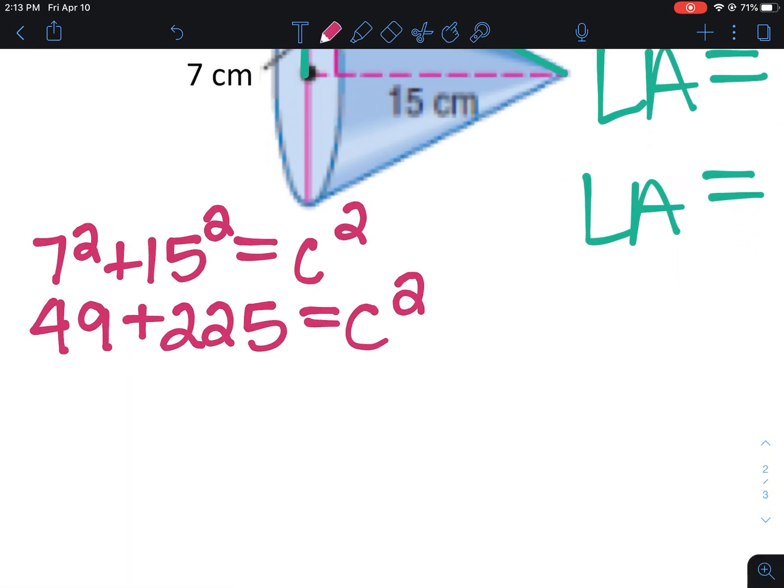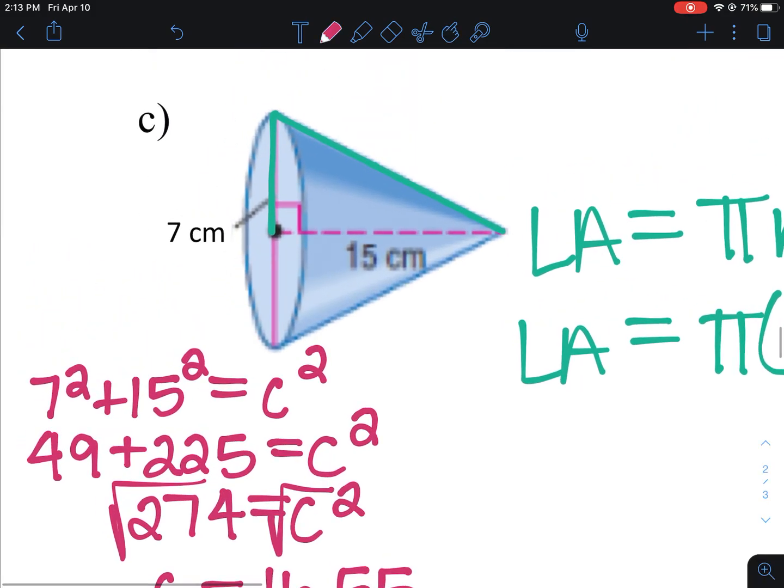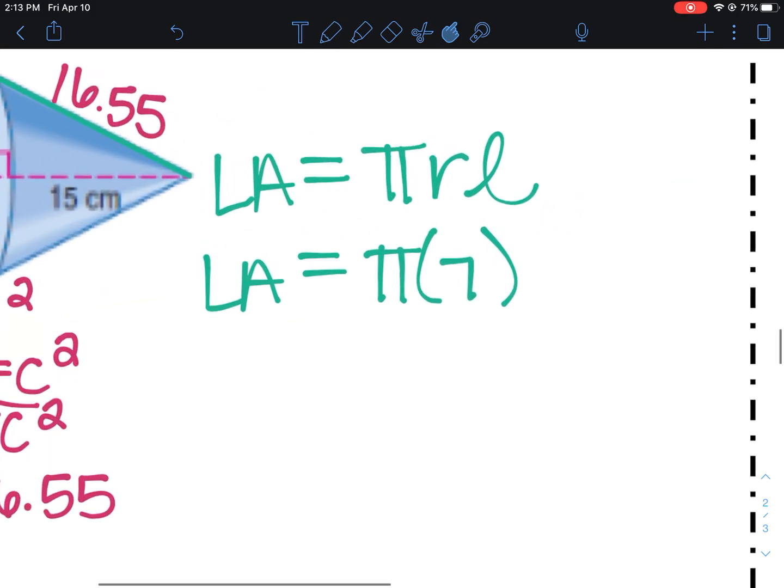Okay, so that's 274. Take the square root of both sides, the square root of 274. That would be 16.55. Okay, not a nice number, but that's okay. We'll deal with it. This slant height is 16.55 then. That's what that means. So now we found what to put here.